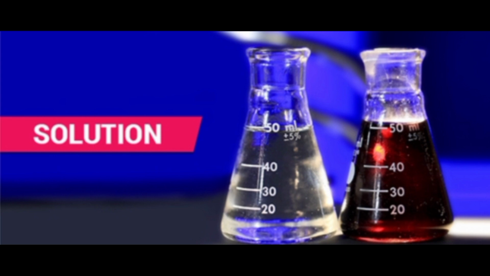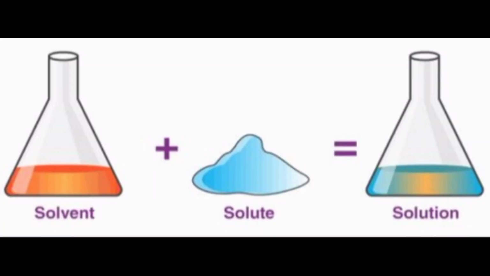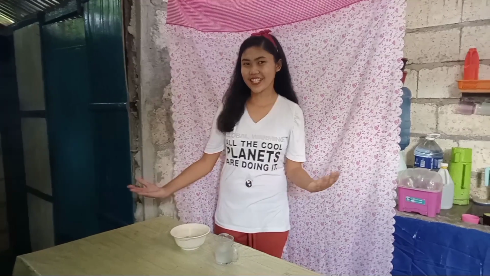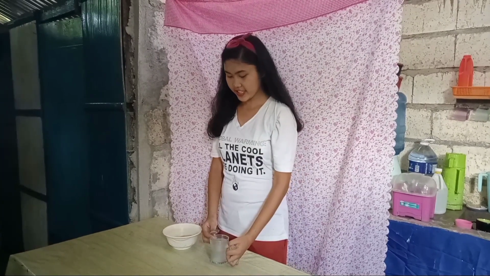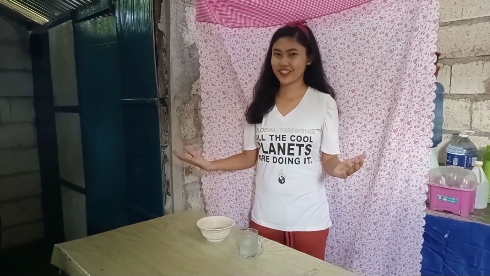It is a homogeneous mixture composed of two or more substances. In order to create a solution, we need a combination of a solute and a solvent. Solute is the substance that is to be dissolved in the solvent. For example, sugar is the solute to be dissolved in water, which is the solvent. This type of solution is a solid-liquid type. So, let's start.